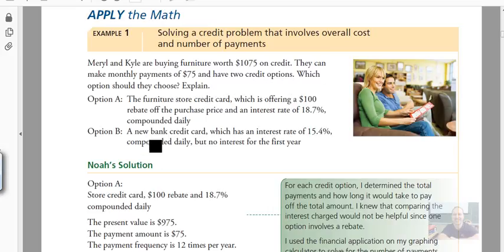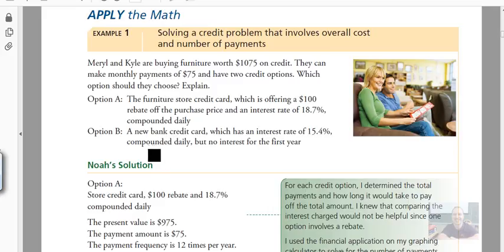If you don't have enough cash to buy things like this, the other option is credit. The first option is the furniture store credit card, which is offering a $100 rebate off the purchase price and an interest rate of 18.7% compounded daily. These are questions that you've done before, and now we're basically comparing different types of options in one question.